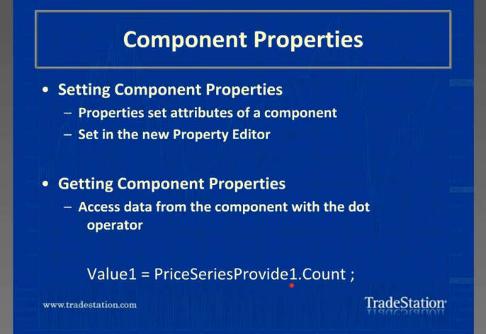So if count is 0, then there's no data in the object, and I can't access the object. If I try to access an object with 0 data in it, I'm going to get a runtime error. So we always use the count property to see if the data is loaded and the object is ready to use. So in this case, this is checking to see if there's collections of the price series provider. And if there is, then it will give me a number of how many items are in the collection.